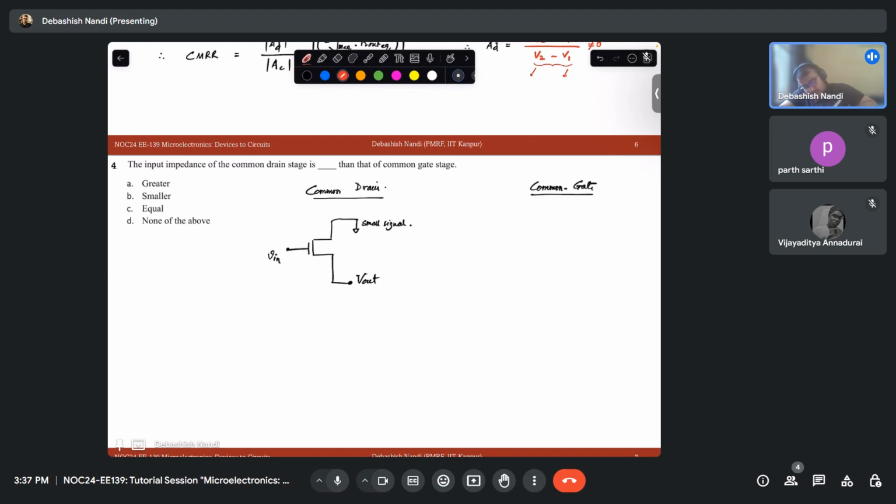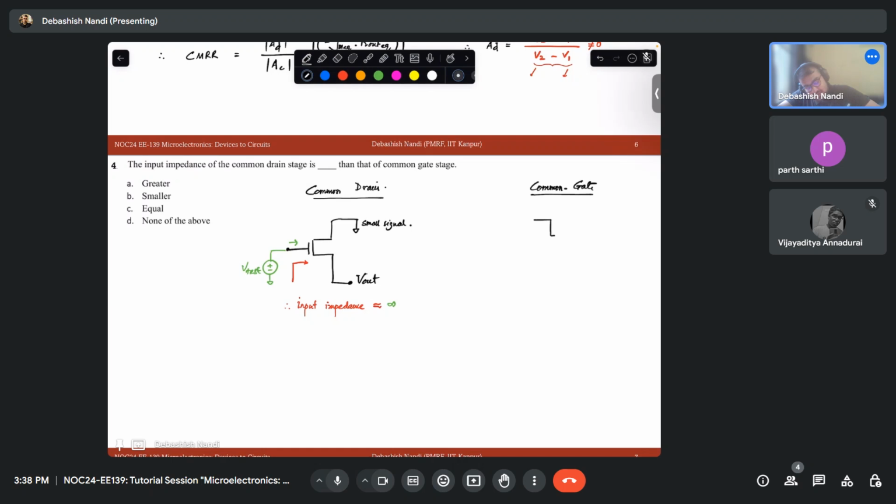So what is the input impedance looking in? For that, what you need to do? You connect a test source. The gate is open circuit, so no current is going out. So that is V test by I test. That will be your infinity.